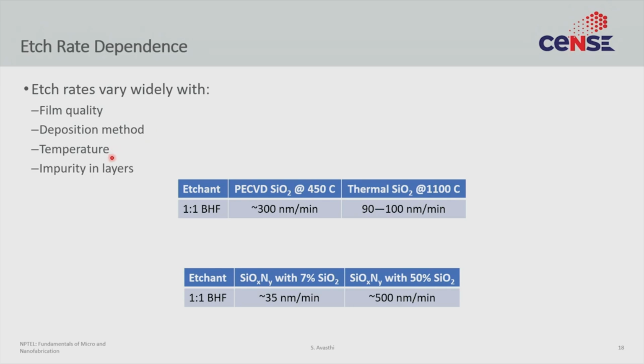There is also the temperature. India tends to be hot. In an unregulated clean room where the temperature is not tightly controlled, you can expect a higher etching rate than, say, a lab in the US, which is at a higher latitude and is colder.